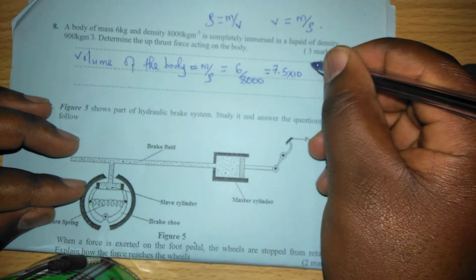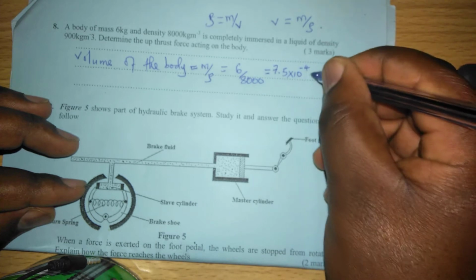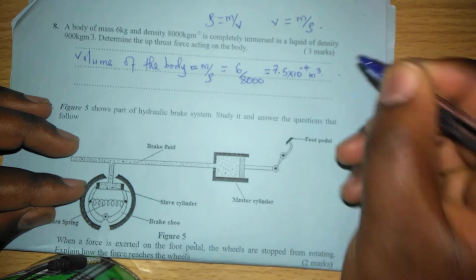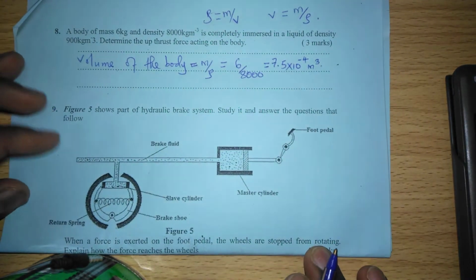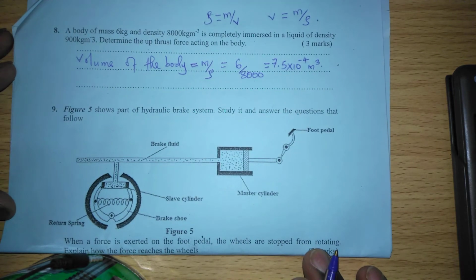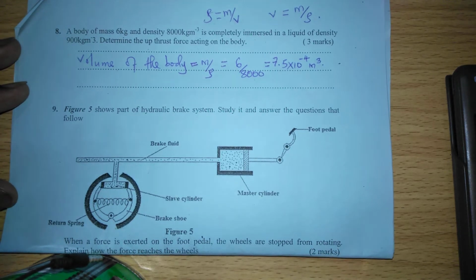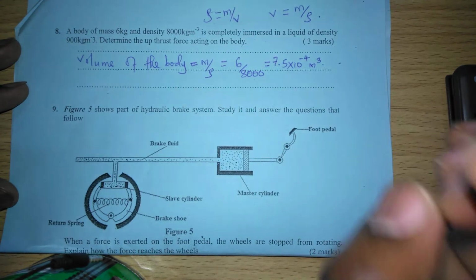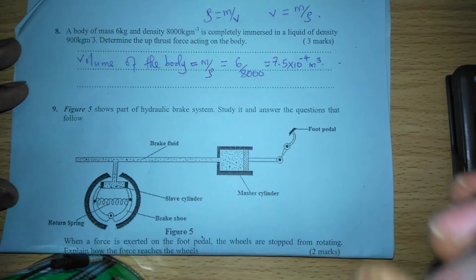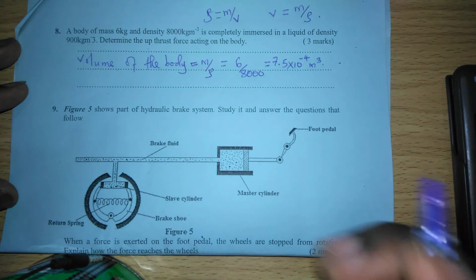7.5 times 10 raised to negative 4. This will be meters cubed because it is volume. Therefore, now that we have the volume of this body and we are told that it is completely immersed in a liquid, then the volume of the liquid that is going to be displaced will be equal to the volume of this body which has been immersed in the liquid.